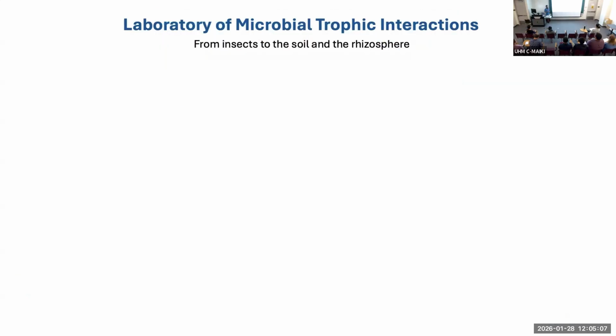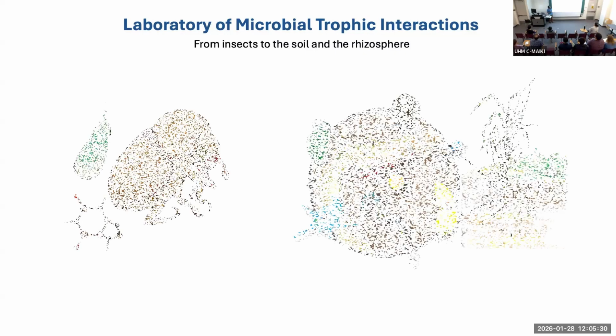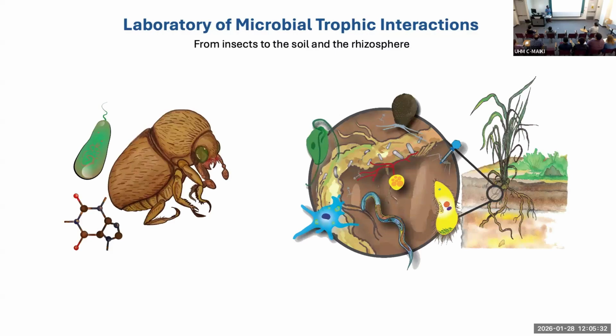So my laboratory is the laboratory of microbial trophic interactions. And you will see where my previous idea of only talking about soils today comes from. In my laboratory, we study the microbiome from insects, animals, to the soil and the rhizosphere. That's what we do. So here I have two examples of the work that we are doing.